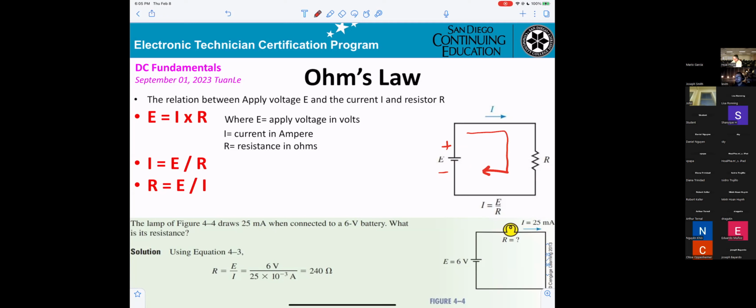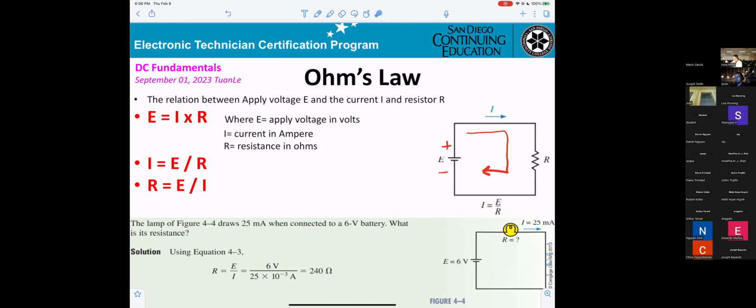So Ohm's law means the relation between the voltage, the current, and resistor, and this is the formula. V or E, same thing, equals I times R. If you want I, you take the voltage divided by R. If you want R, you take the voltage divided by I. In this formula, E will be the applied voltage in volts, I will be the current in amperes, and R will be resistance in ohms.